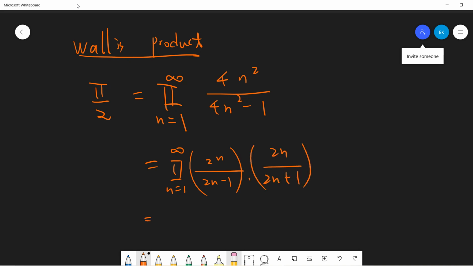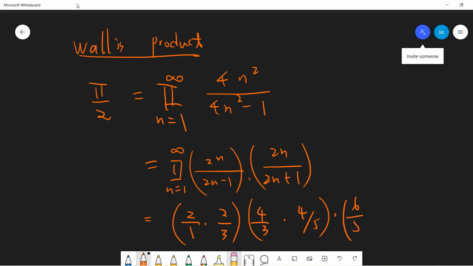So the first term is 2 divided by 1, 2 divided by 3, times 4 divided by 3, times 4 divided by 5. So these are the first two, and then the next will be 6 divided by 5, 6 divided by 7, and keep going. So 8 divided by 7, 8 divided by 9.